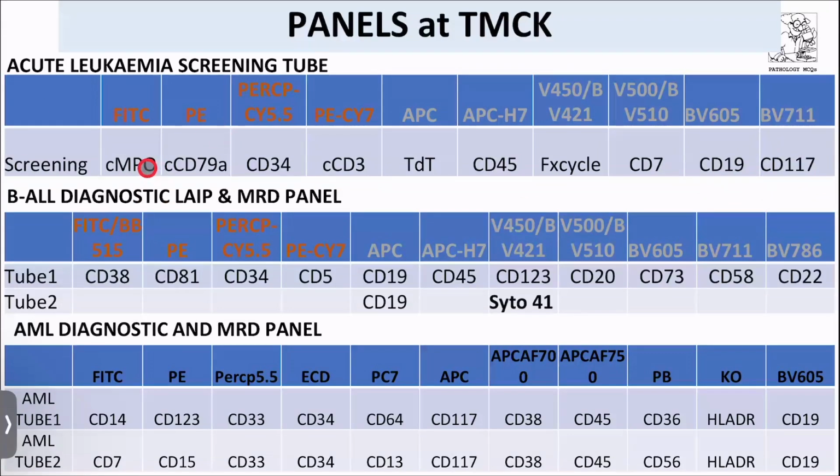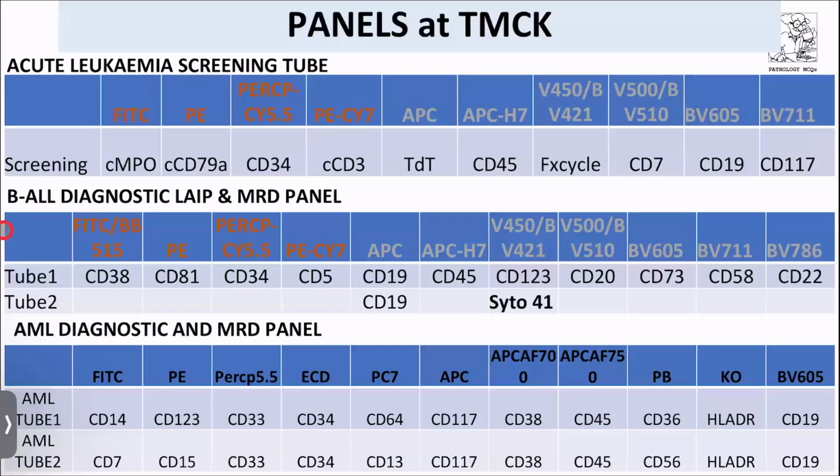How? MPO will be positive in myeloid blasts, CD19 and CD79 alpha will be positive in B blasts, and cytoplasmic CD3 and CD7 will be positive in T blasts. We call them blasts when we have an immaturity marker associated with them. It can be CD34 positive, it can be TDT positive, it can be CD117 positive.